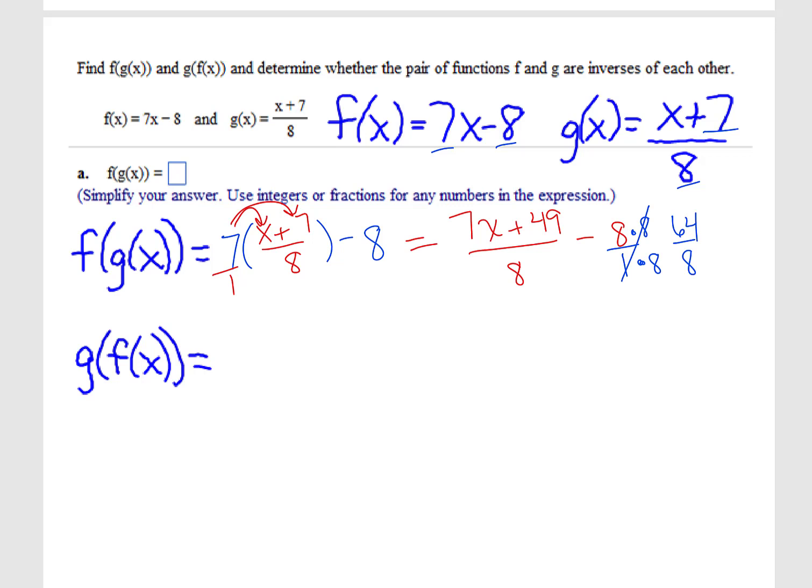So now it's minus 64 over 8, so I can actually do the math. It comes out to 7x minus 15 over 8.